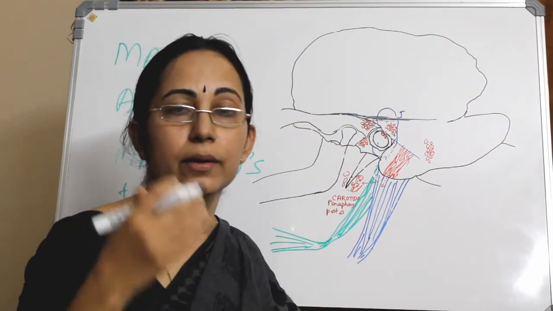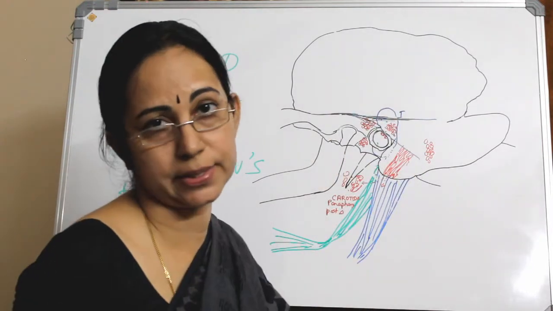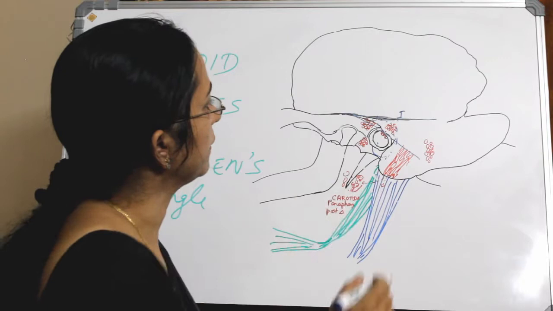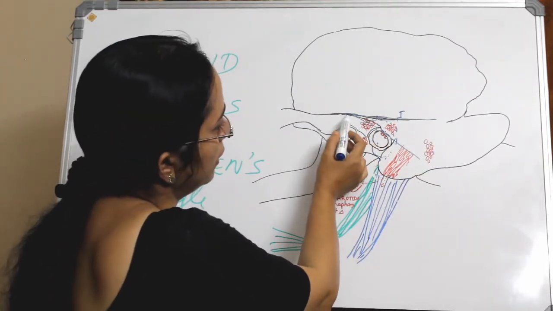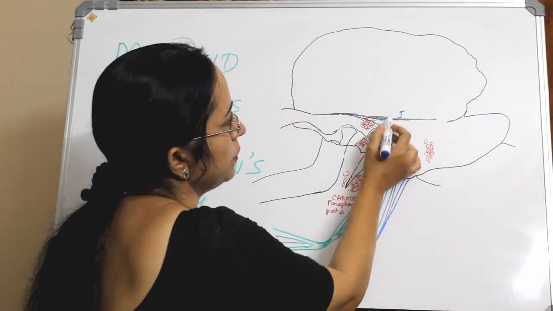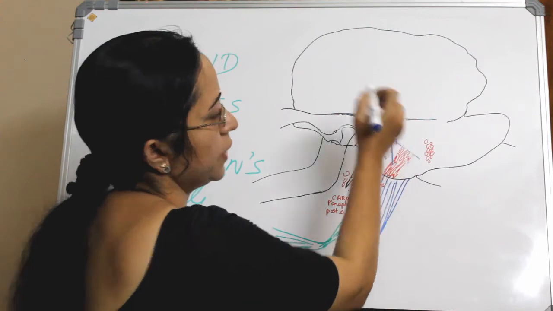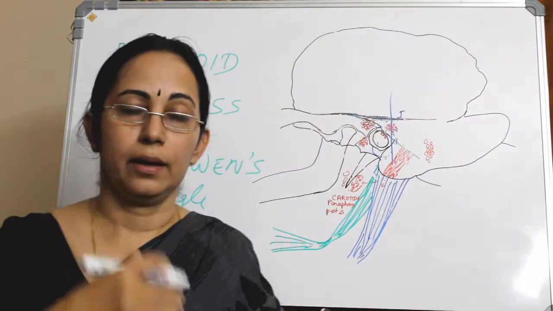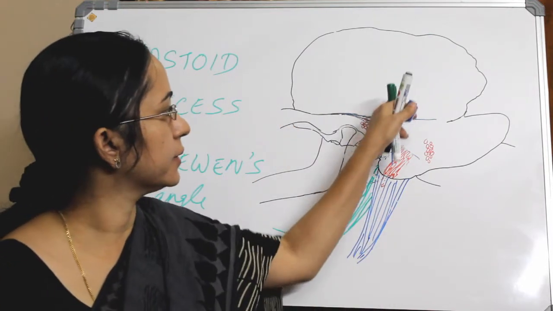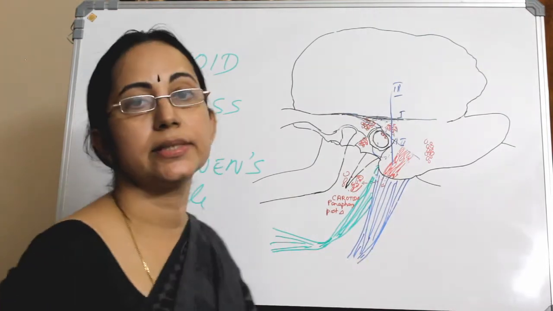And the third line should be a tangent to the external auditory canal, and it should be perpendicular to the first line. Okay. So I'll erase the pinna for the time being. The first line is the superior temporal line, another one passes through the posterior as well as the superior margins of the external auditory canal, and the third one should be perpendicular to the first one and tangent to the external auditory canal. So this part roughly forms the McEwen's triangle, bounded superiorly by the superior temporal line, and by the line passing through the superior as well as posterior margins of the external auditory canal, and the third one, which is perpendicular to the first line and tangent to the external auditory canal.